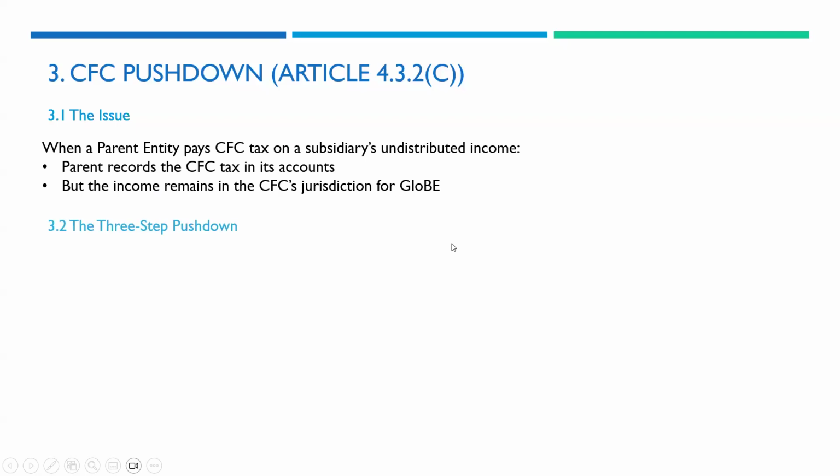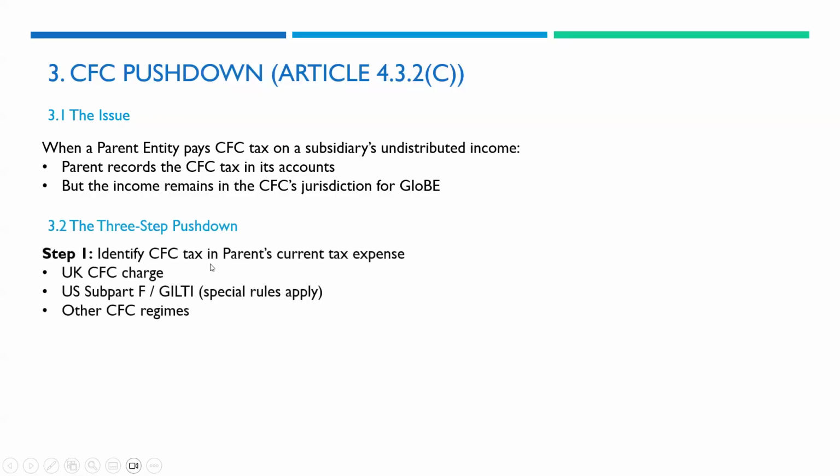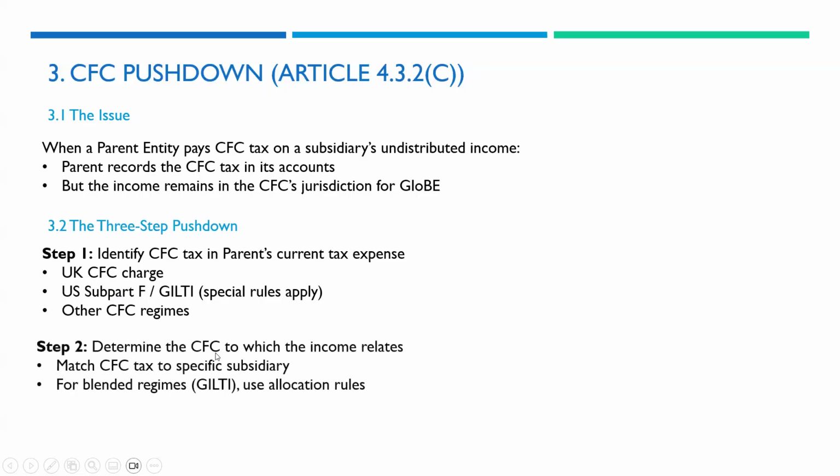Okay. So there are simple three steps. One is identify the CFC tax in the parent's current tax expense. Don't worry about all these things. These are just examples. So identify what is the CFC tax in the parent's current tax expense. Then determine the CFC to which the income relates, whether it's a blended regime or match the CFC to the specific subsidiary. What happens is in GILTI regimes and all, it won't be each subsidiary separately, but all the subsidiaries together. So that's the blended regime.